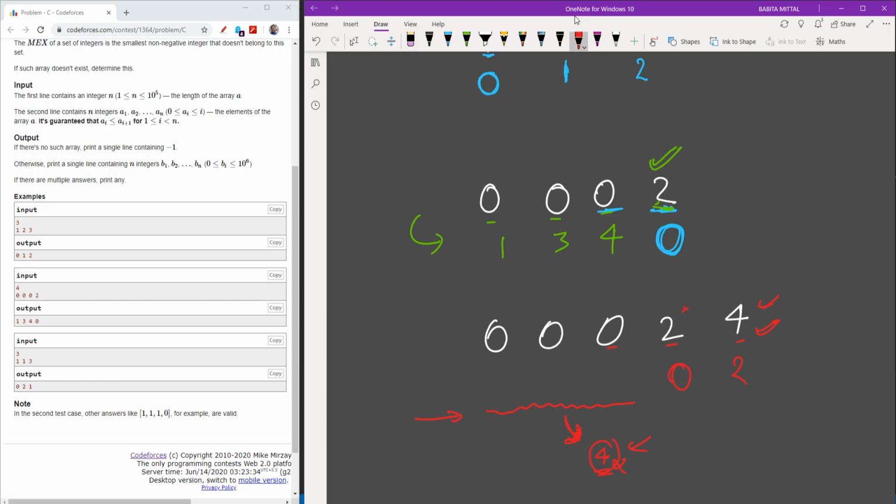So the first thing is clear, that if my array is this, I will not write here any number which is equal to an a value. For that I will have a visited array, and I will check, like visited of 0 is 1, visited of 2 is 1, and visited of 4 is 1.